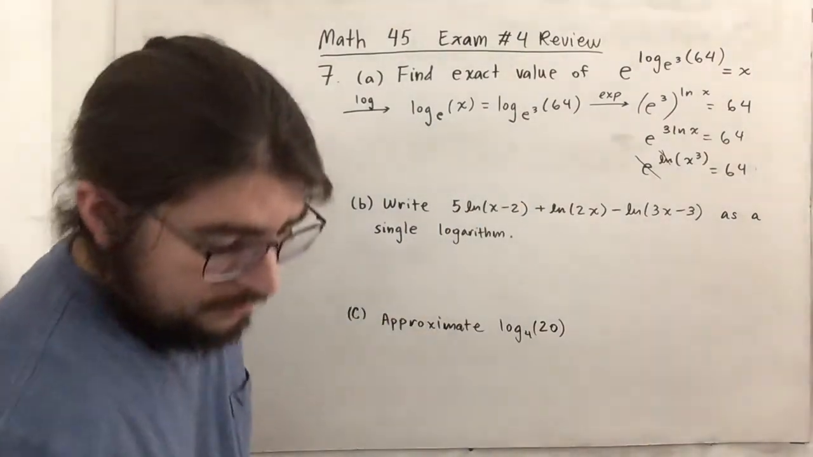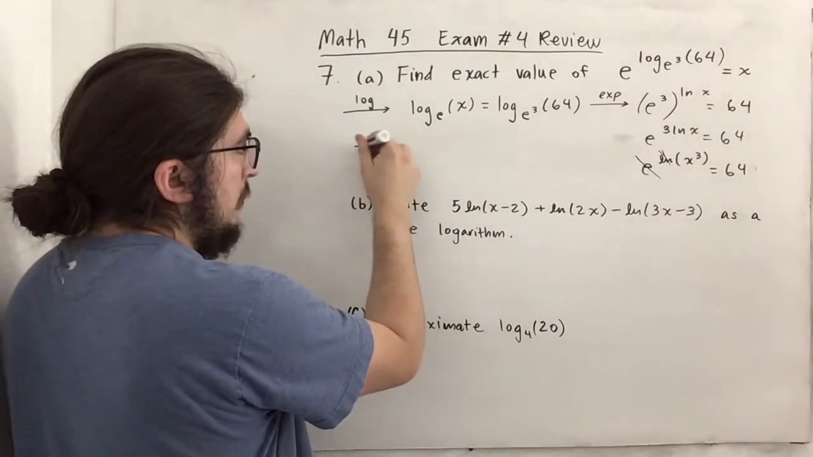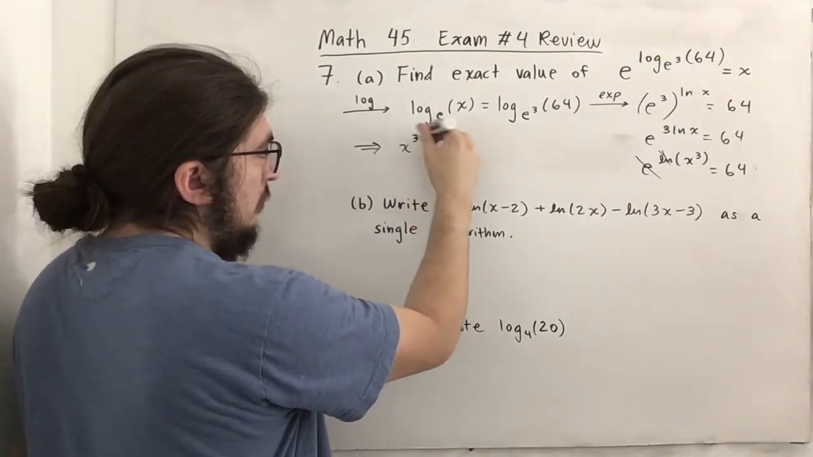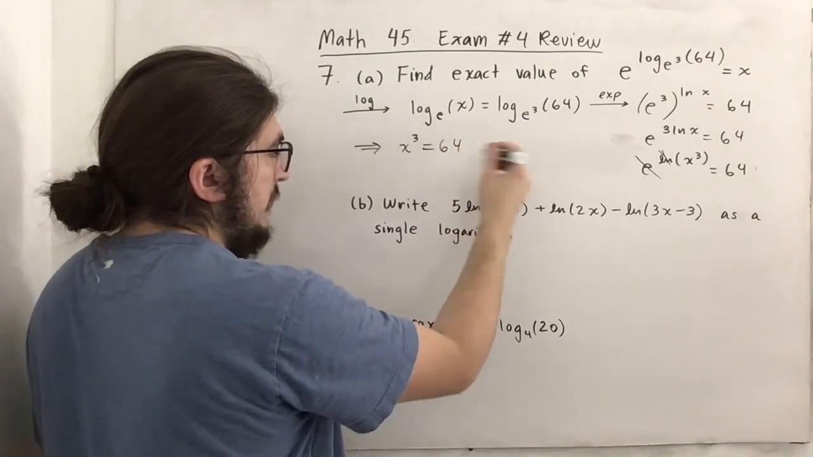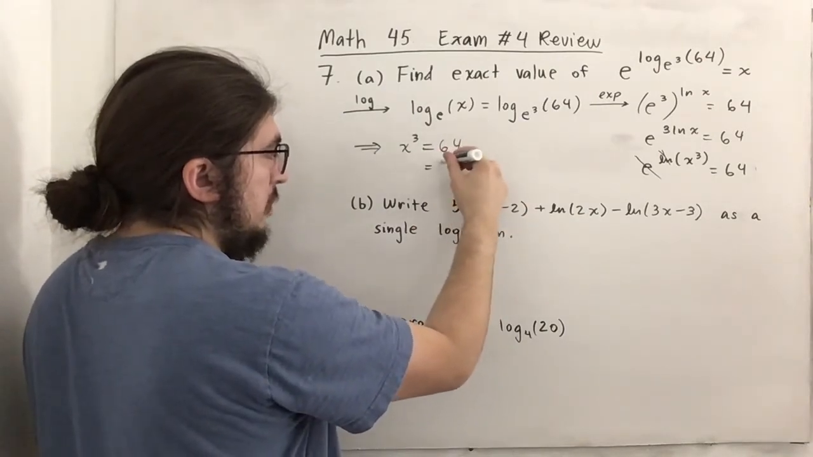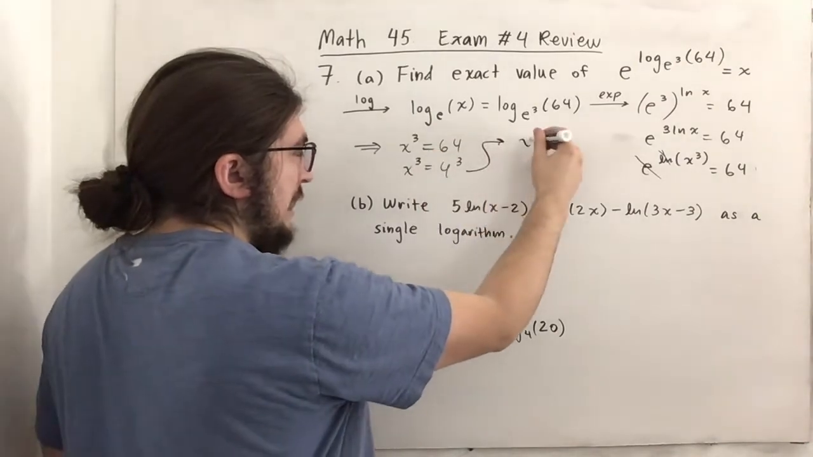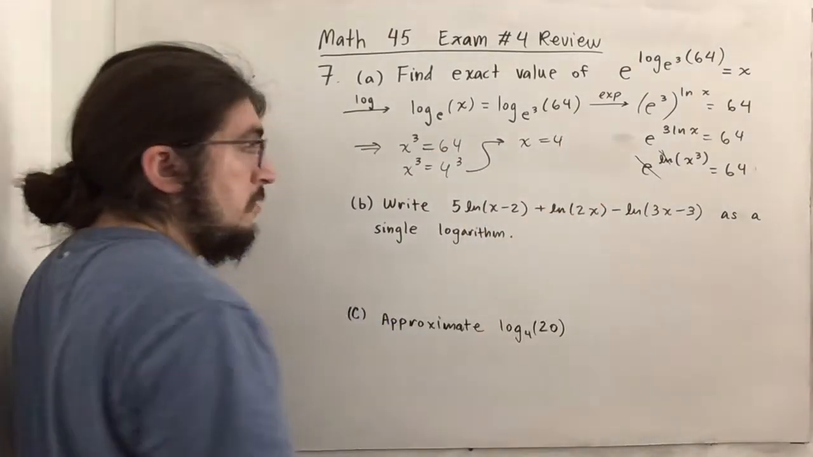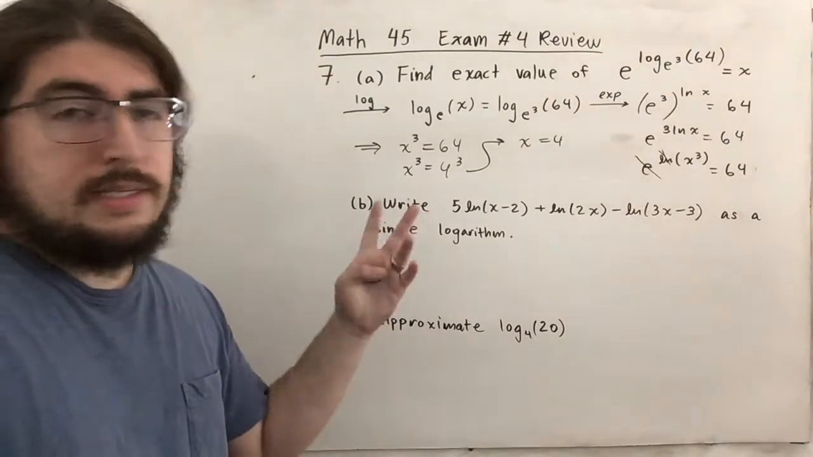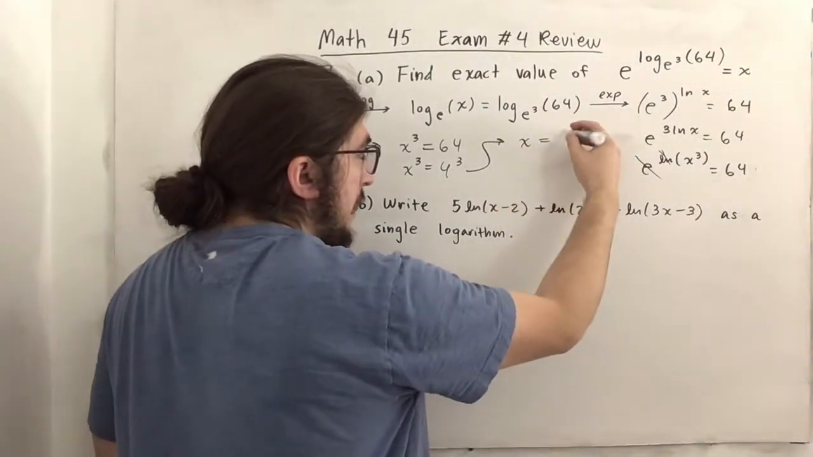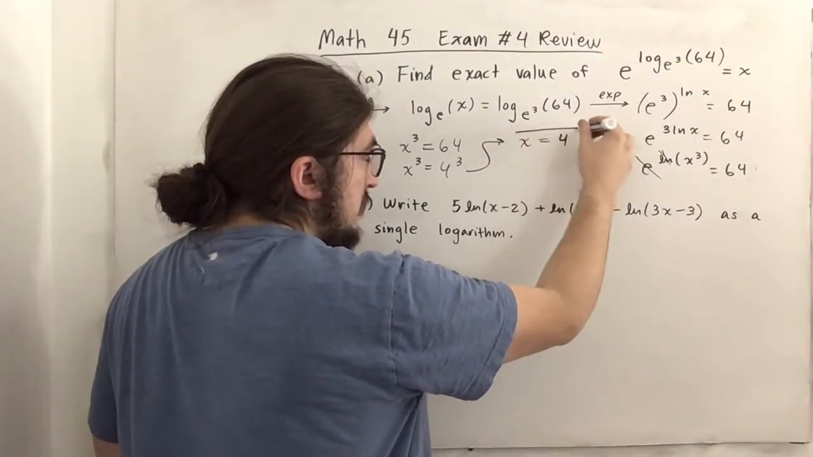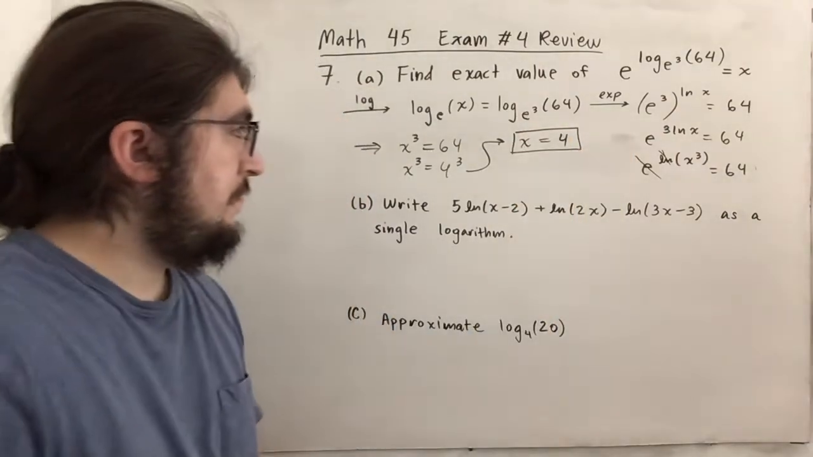Let me write that here. So now we get x cubed is equal to 64. So we can cube root both sides. Of course, we know this is 4 cubed. So if x is equal to 4 cubed, then cube rooting both sides means that x is equal to 4. Remember that when you cube root, you don't get a plus or minus because it's an odd power. So there we go. We get x is equal to 4, and now we can move on to part B.